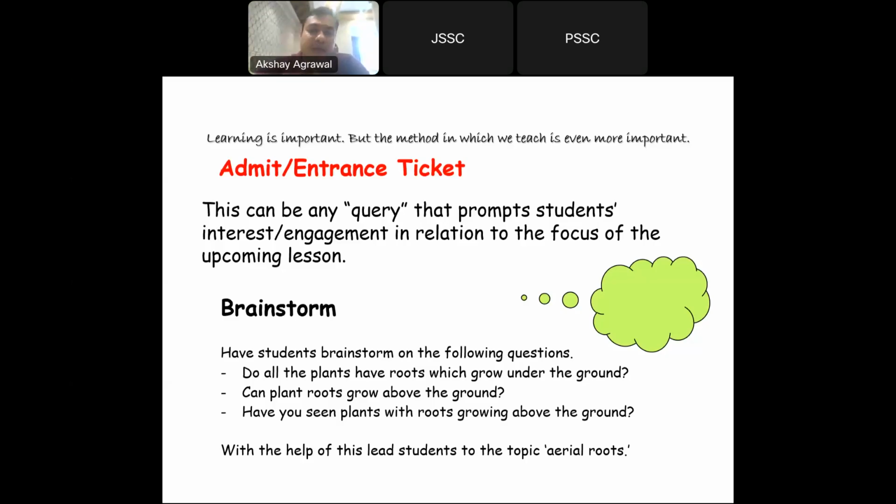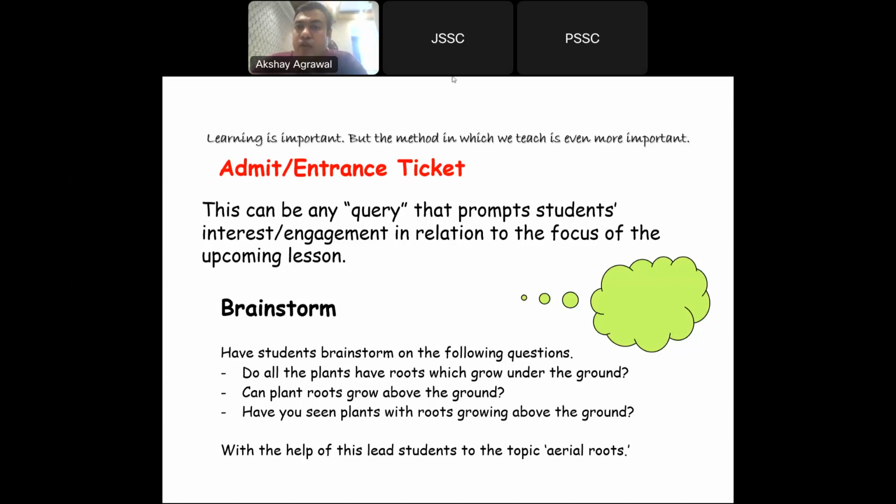And it will always make the class more interesting. And then you can lead to the topic known as aerial roots and talk about how roots can go above the ground, what are the nutrients required, sorry, what are the different type of things which have roots above the ground, which are the plants which have roots under the ground.